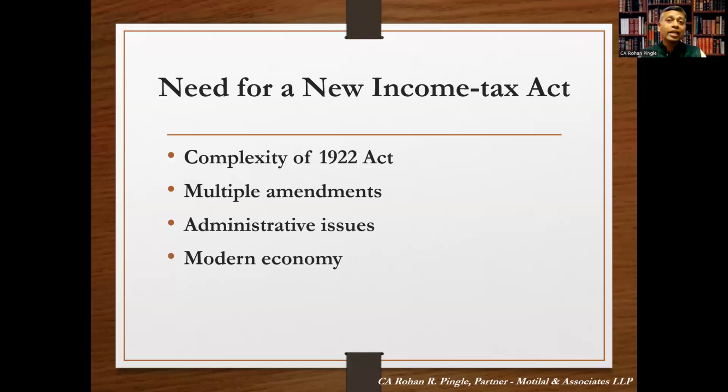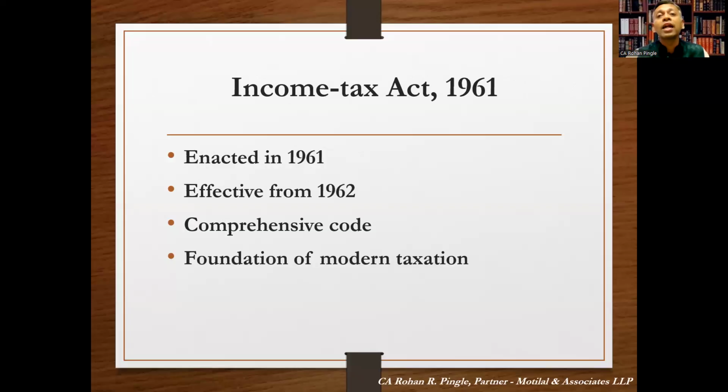So by the late 1950s, the 1922 Act had become difficult to administer. Reasons included numerous amendments, complex drafting, a growing economy, and increased litigation. So a complete legislative overhaul became necessary. And then comes our Income Tax Act 1961.